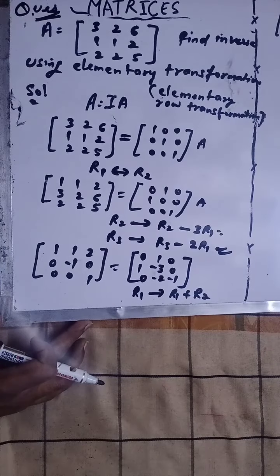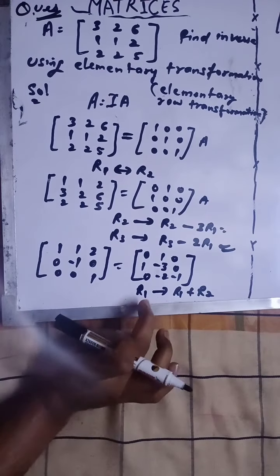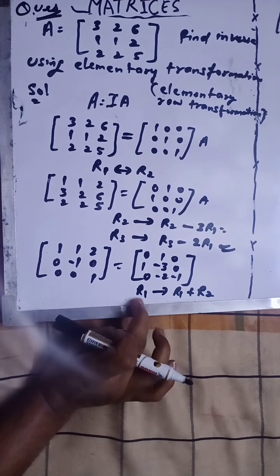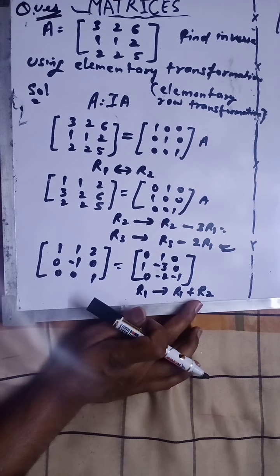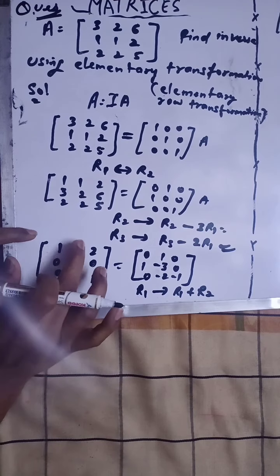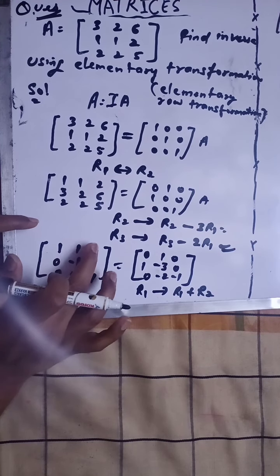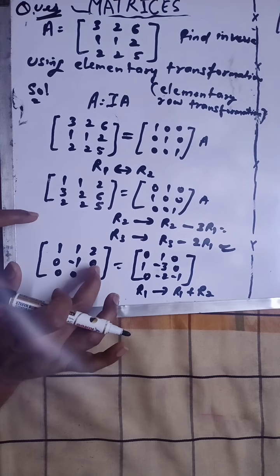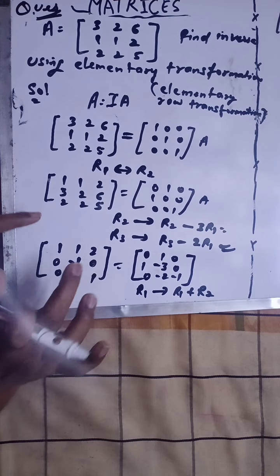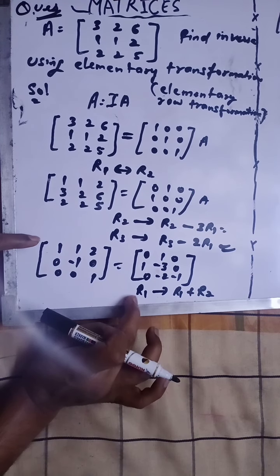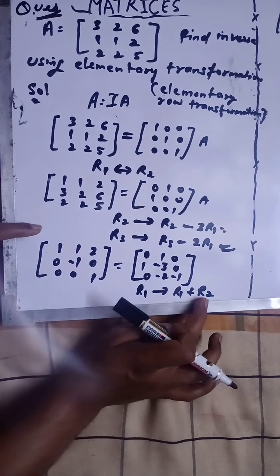After this step, see what I'm doing. I'm just writing R1 goes to R1 plus R2. Why am I writing this? Because I need 0 here. Our lower triangle is 0. Now we have to make these 3 elements 0. So 1 is already 0. So you have to make these two 0. So what I'm doing here, I'm converting R1 goes to R1 plus R2.